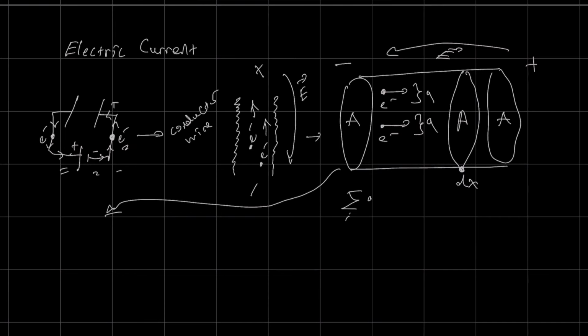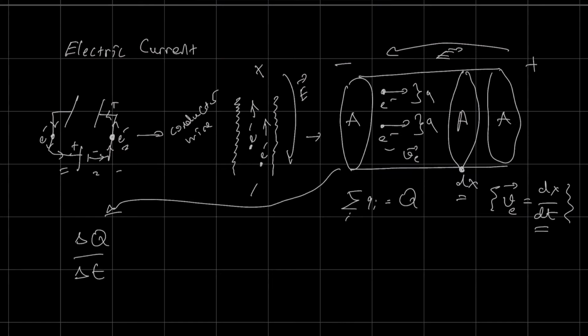The total charge that passes through this cross-sectional area is the sum of all individual charges, which we call capital Q. The amount of charge, delta Q, that flows through this area during a small time interval, delta t, defines the electric current in this section of the wire. Electrons move with an average velocity called the drift velocity, denoted as v_d, which is equal to the distance delta x divided by the time delta t. Therefore, by dividing the charge delta q by the time interval delta t, we obtain the average current. In words, current I is equal to total charge q divided by time t.